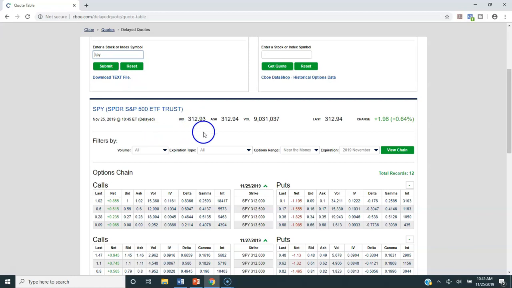And you can see here that the ask price, if you're going to buy one share of this ETF, would be $312.94. The bid price is $312.93. Again, just one penny apart on that bid-ask spread. And this is a delayed quote on this ETF. Okay, so now we're looking at an ETF.